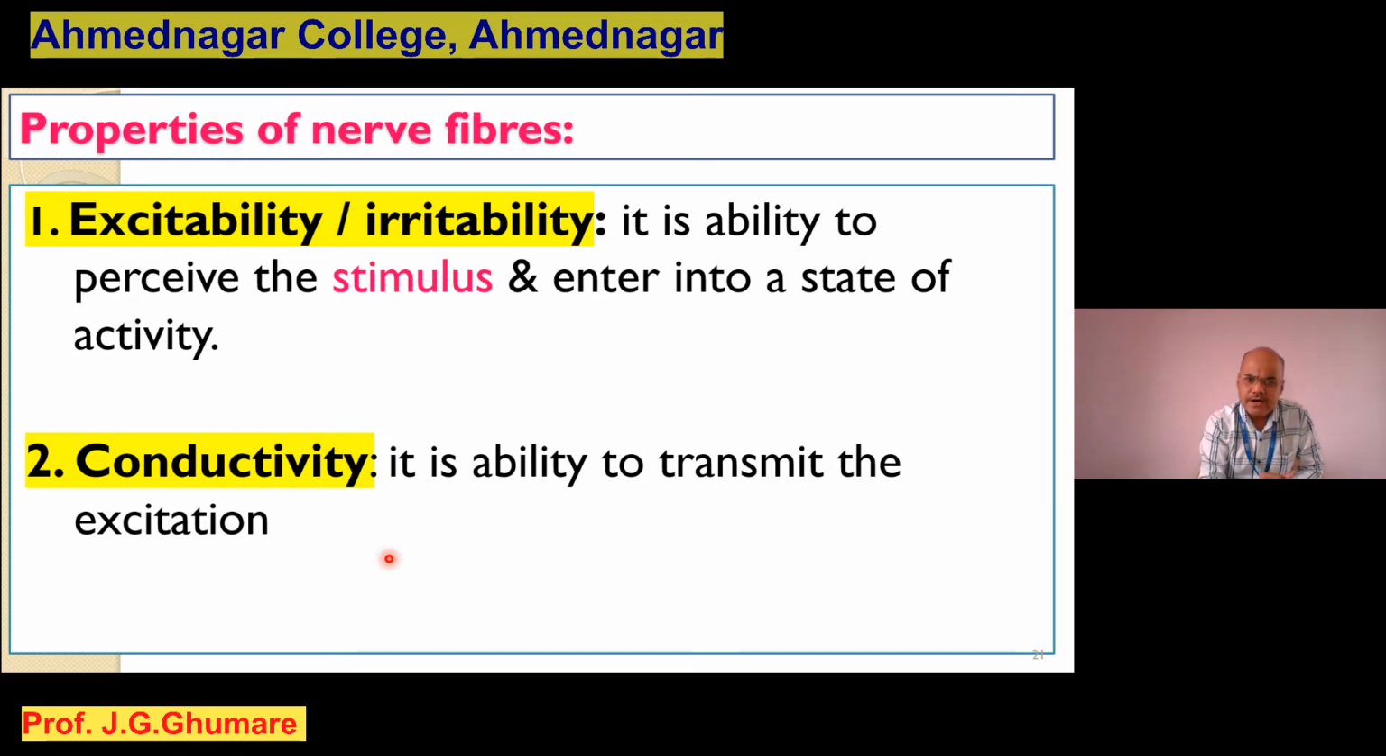Second one is called conductivity. Here, it is the ability to transmit the excitation. So whatever the information is taken, hot plate is there outside. Yeah, the information will be taken by the receptor organ. They will be given to the nerve.